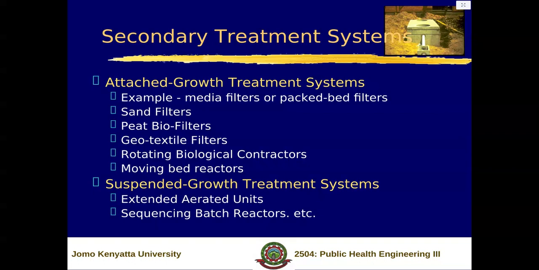Attached growth systems, suspended growth systems, and also there are derivatives of these. In the case of suspended growth, you have what you call the extended aeration, or the sequencing batch reactors. In the case of attached growth, we still need a media. There's a sand filter, a biofilter, geotextile, what you call the RBC, that's rotating biological contactors, or moving bed reactors. We'll see a little bit about these as we go.